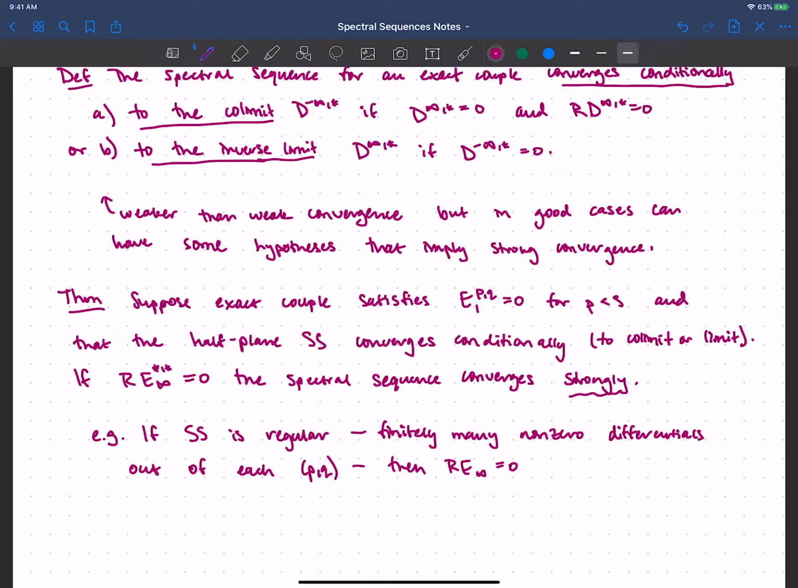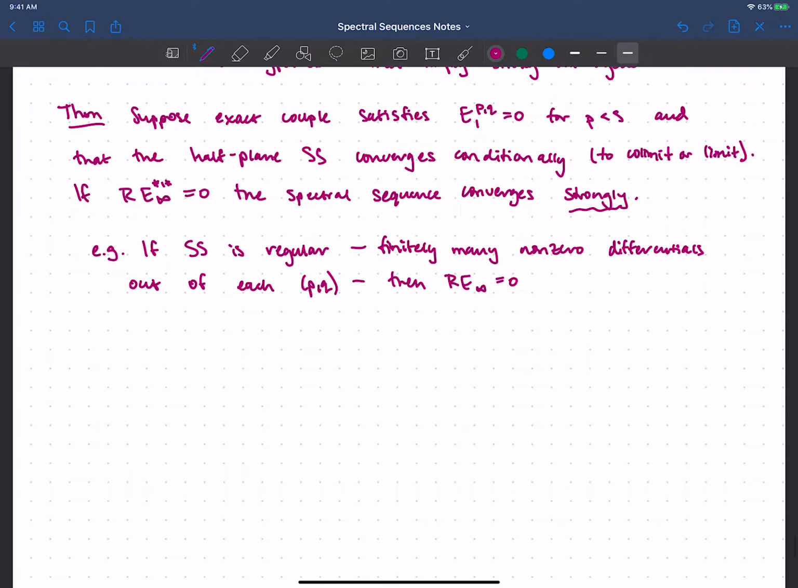Though I think Boardman's conditional convergence is more general, and he investigates other possible ways for RE infinity to vanish. But the upshot is this RE infinity is an obstruction to the strong convergence, and this already shows up in a half-plane spectral sequence. When you have a whole plane spectral sequence, there's yet another obstruction. Boardman calls it W. I'm not going to deal with any whole plane spectral sequences for the moment, so I'll leave that for you to read on your own.